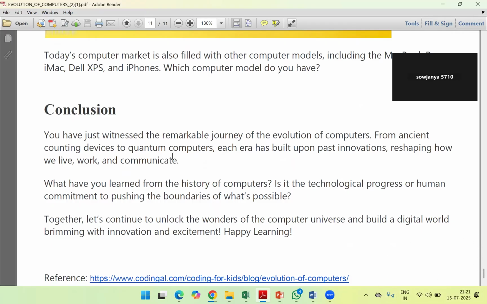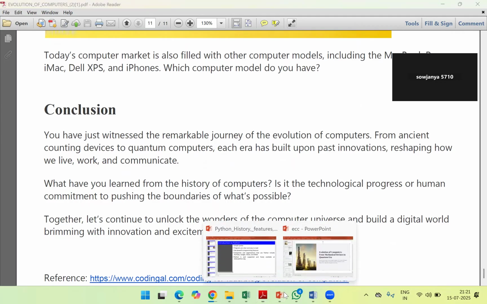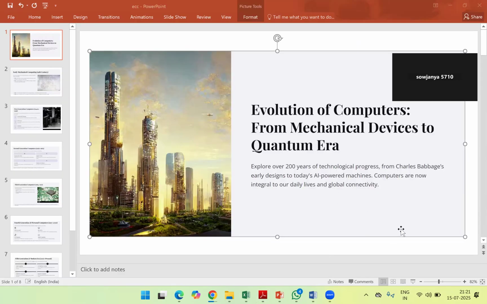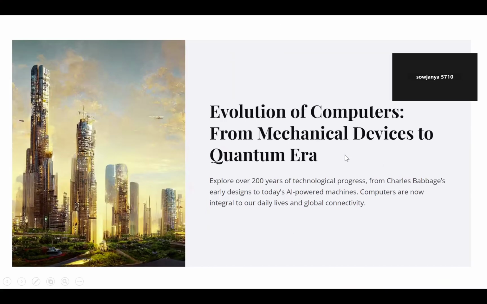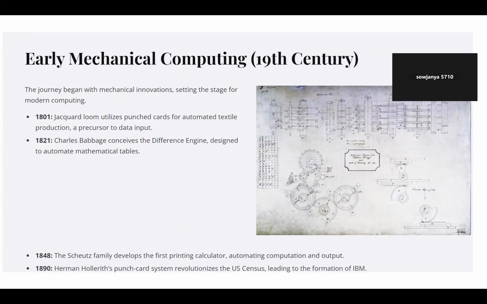And this is regarding the evolution of computers. If you summarize all these things, the evolution of computers from mechanical devices to the quantum era, there is an exploration of some 200 years of technological progress, from Charles Babbage, who is the inventor of the computer, with early designs, to today's AI-powered machines. So computers are now integral to our daily lives and global connectivity.